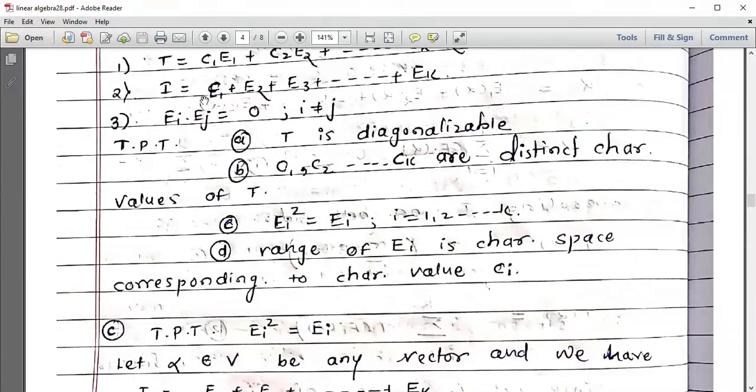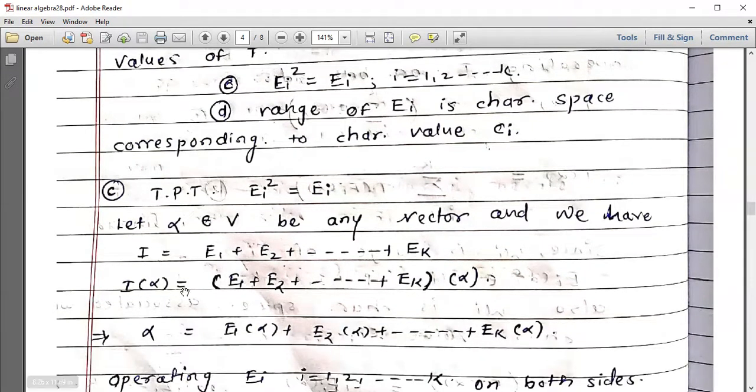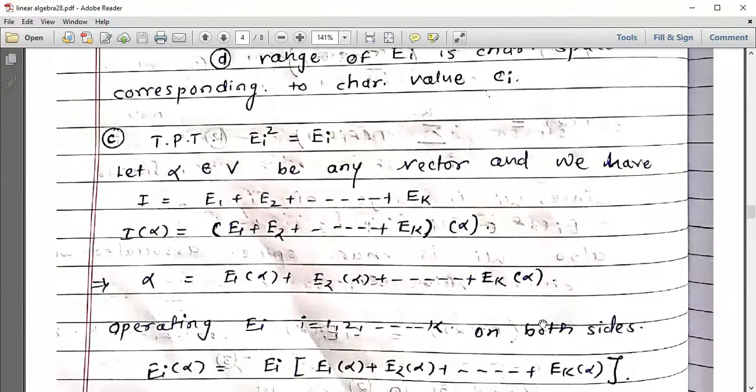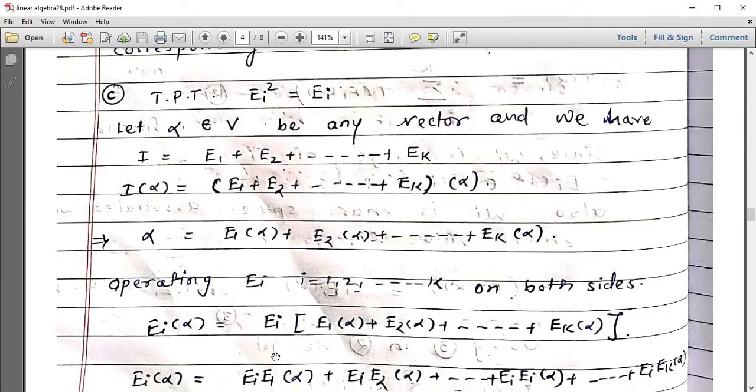Here, assuming statement number 2, operate this operator on alpha. I of alpha is equal to E1 plus E2 plus up to Ek of alpha, which implies I of alpha is equal to alpha, that is, E1 of alpha plus E2 of alpha up to Ek of alpha. Again, operating E_i for i equal to 1 to k on both sides, this becomes E_i of alpha, which is equal to E_i of E1 alpha plus E2 alpha up to Ek alpha.